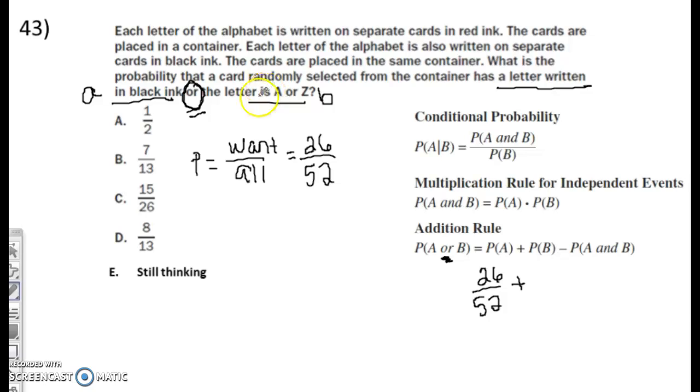Then we look at event B. Event B is that we get the letter A or Z. Now think about this. There's two A's in there. There's a red A and a black A. And there's two Z's. There's a red Z and a black Z. So the probability of event B would be 4 out of 52.